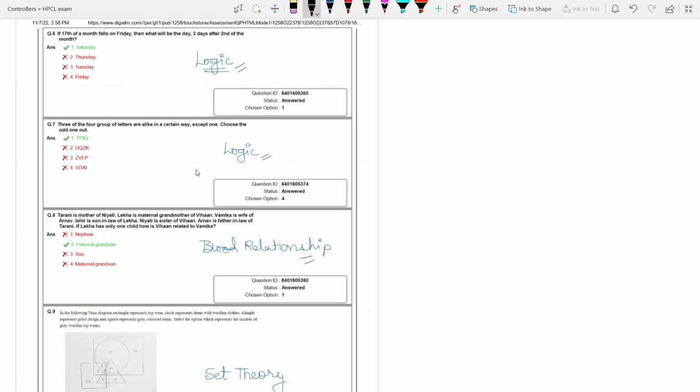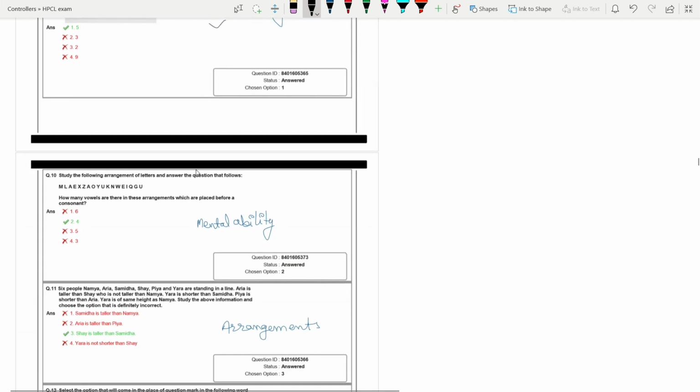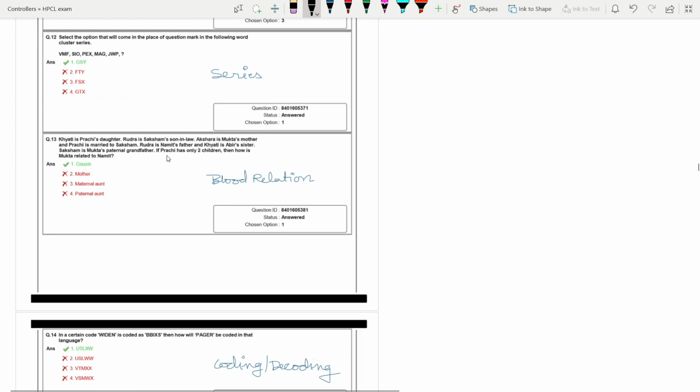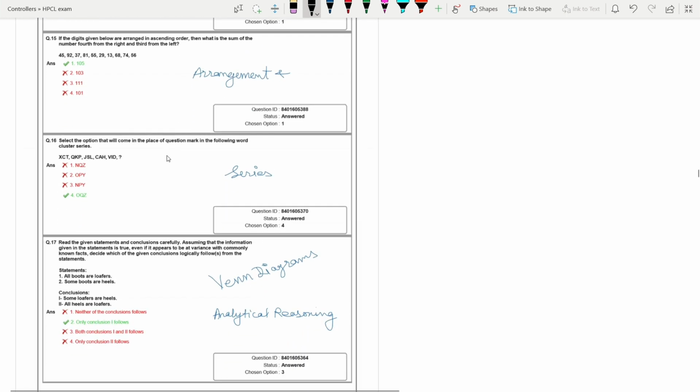Then you have a Venn diagram, set theory. This is a Venn diagram from the set theory. Okay, and yeah, this is the question from mental ability, how well you observe the question, and by observing, how well you can answer. So this is based on that. The next one is also from the arrangement, question number 11 from arrangement only. And yeah, the next one is from series. Question number 13 is from blood relation, and 14 is from coding decoding.